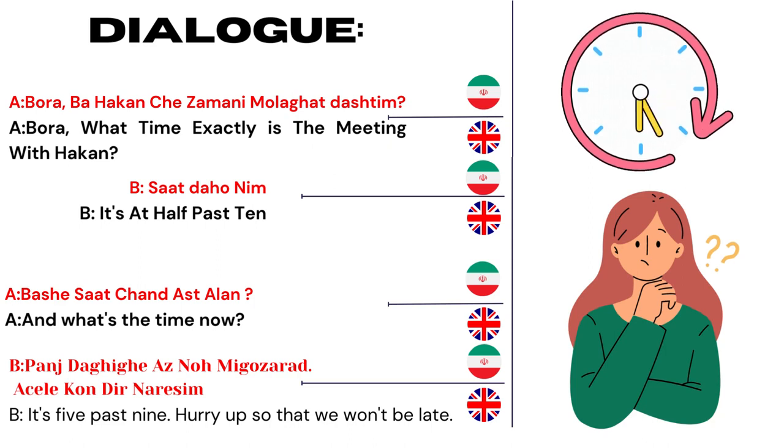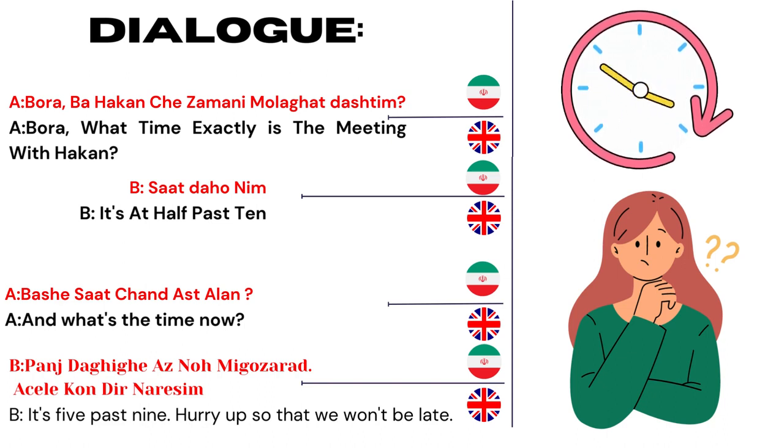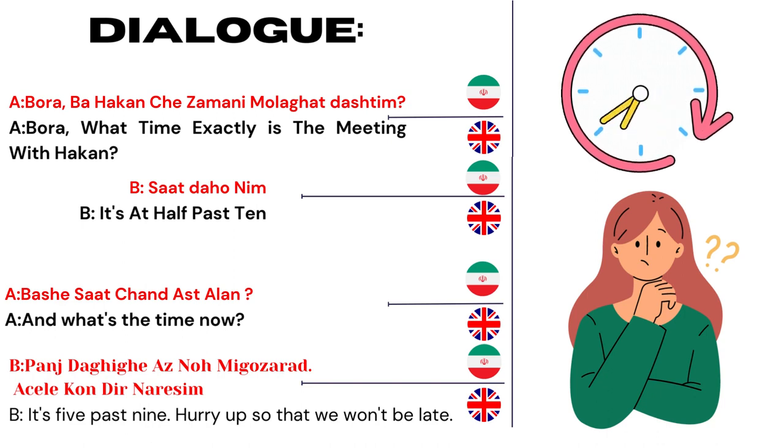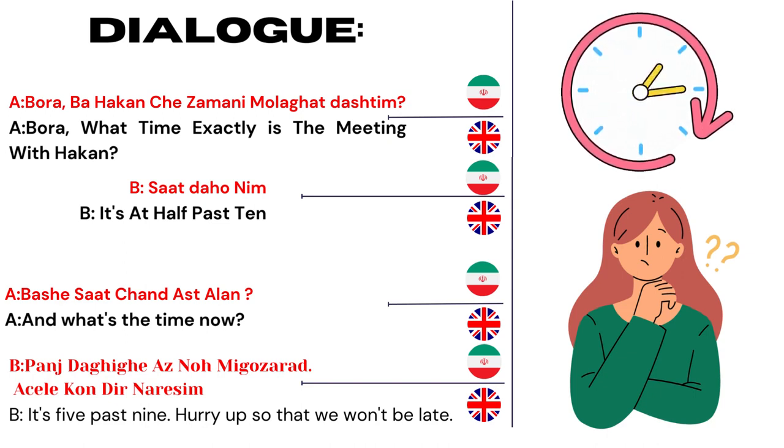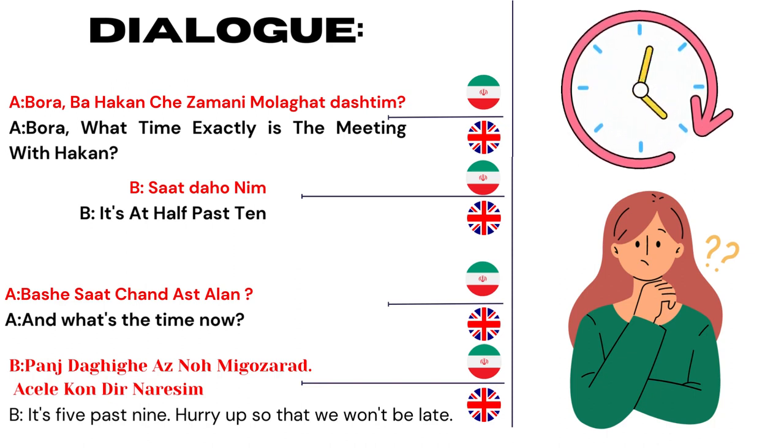Dialogue. Bora, what time exactly is the meeting with Hakan? It's at 10:30. Okay. And what's the time now? It's 9:05. Hurry up so that we won't be late.